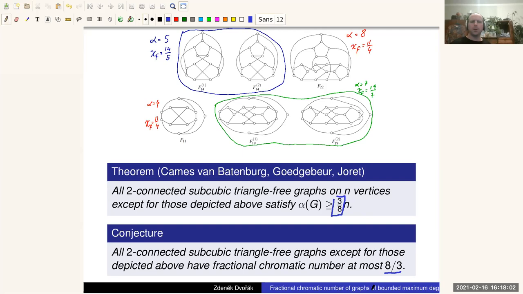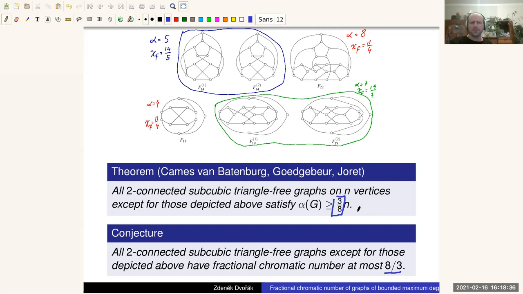And additionally, there are constructions of complicated graphs which have this independence ratio, which are subcubic, triangle-free, and they have this independence ratio 3/8. So it seems you cannot get further than this one third by excluding just sporadic examples.